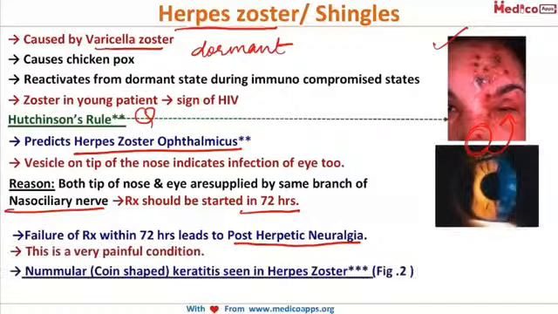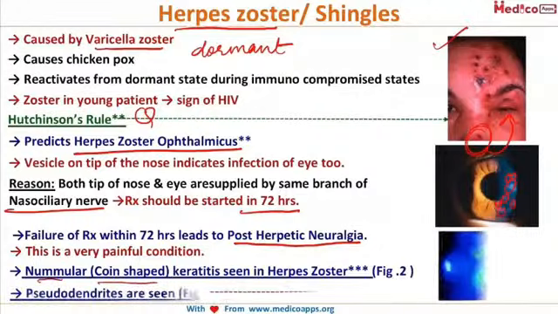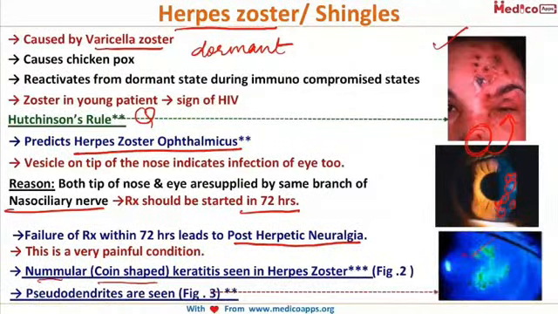Another form here is the nummular keratitis. By nummular, I mean coin-shaped. Please look at this picture. All of these coin-shaped opacities characterize the nummular keratitis seen in herpes zoster. Also here again, you're going to see pseudodendrites. These are how the pseudodendrites appear.